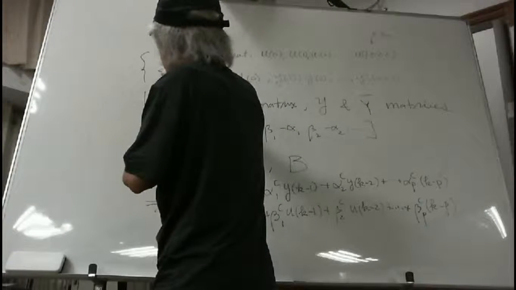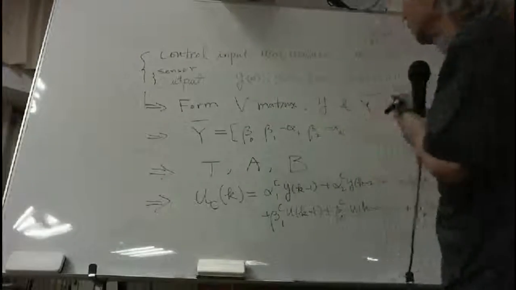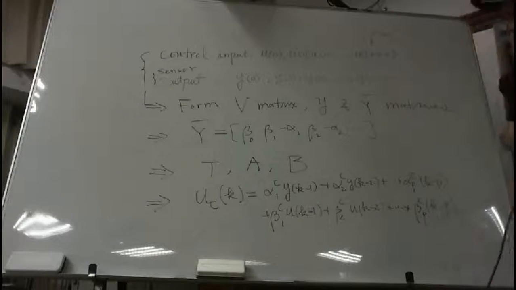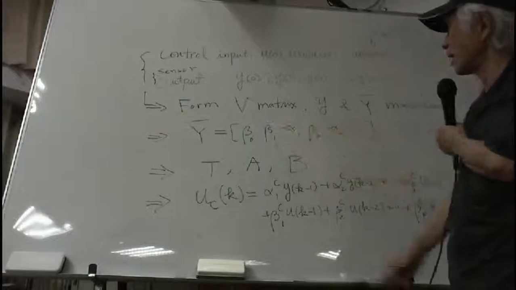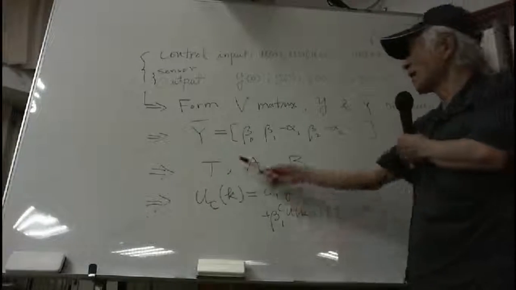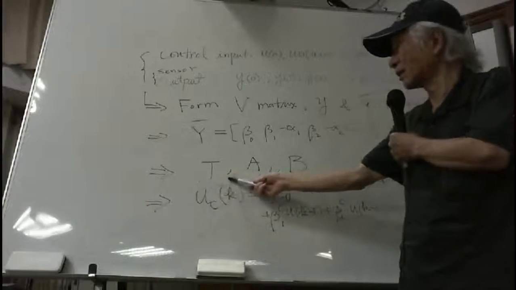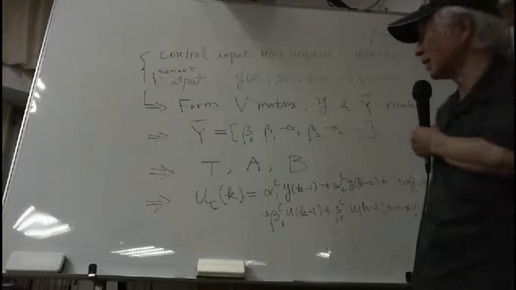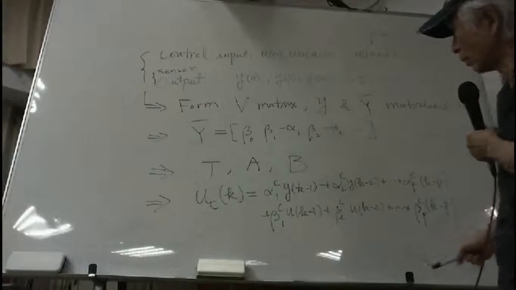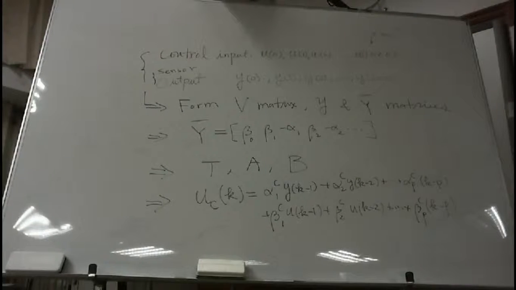Let me say this is called sensor output. All right, I got sensor output. The sensor output is Y0, Y1, Y2 to Y1000. Assume that's my 5 seconds. I have 1000 data. Then I form the V matrix. I form Y and Y bar matrix. Then Y bar gives me alpha and beta. From alpha and beta, I can solve the T, A, B. From T, A, B, I will be able to solve my control input. This is my control input formulation. So I solve UCK. That's my control input.